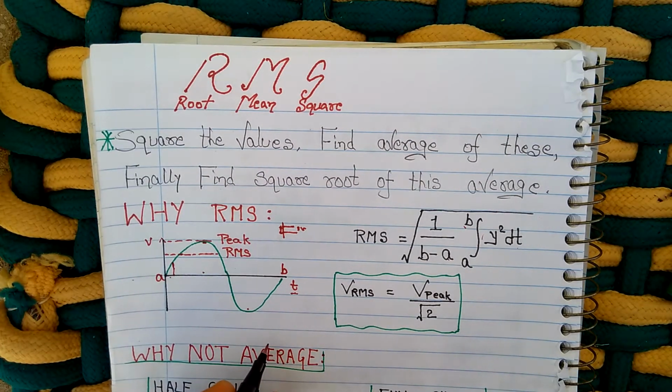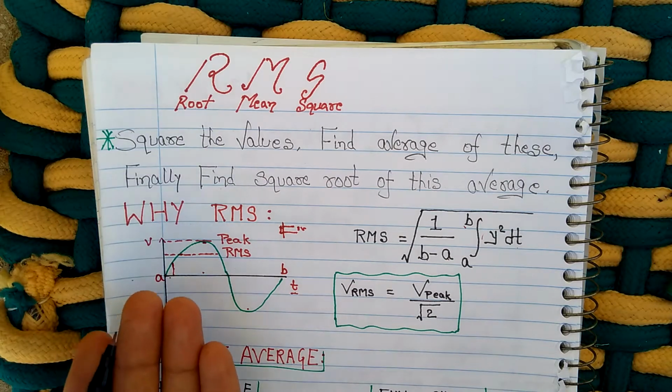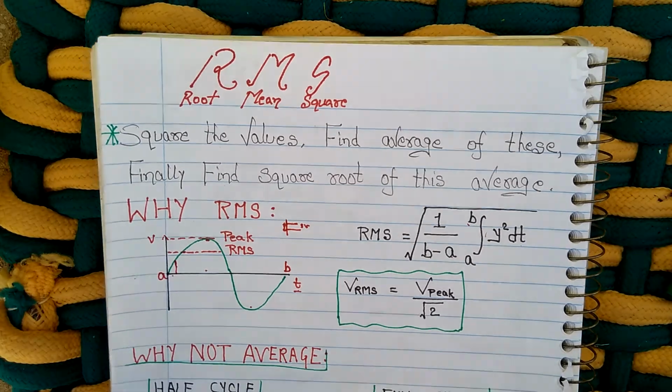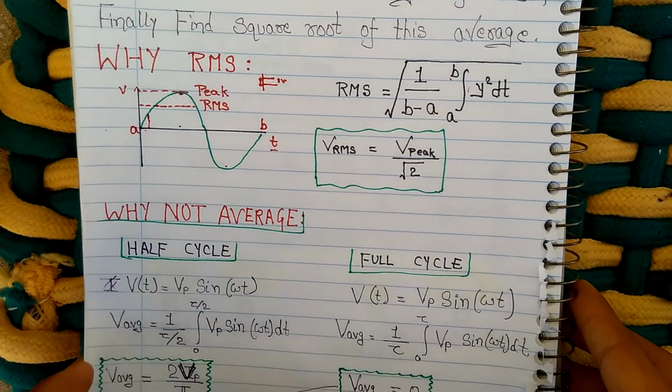Now you can ask, why are you not going for the average value? You can always find the average of a waveform. Yes, you're right. But why are we not going to the average? The reason behind this, we'll see.